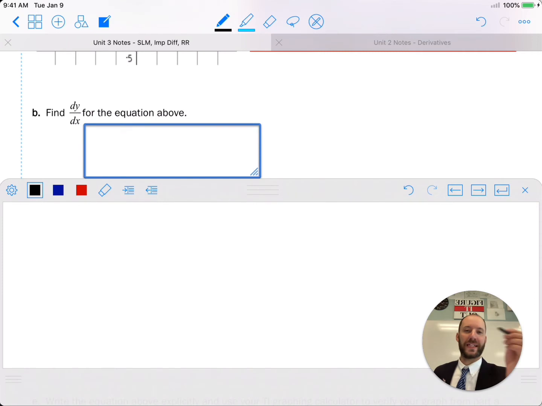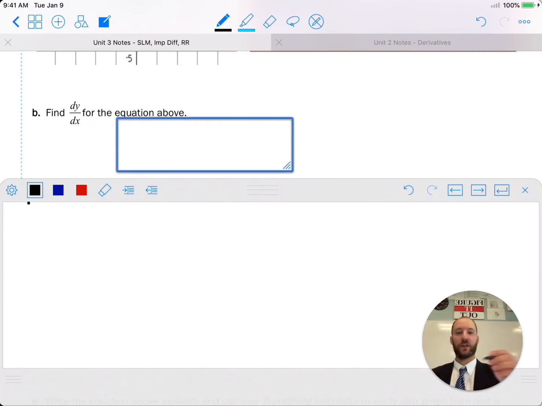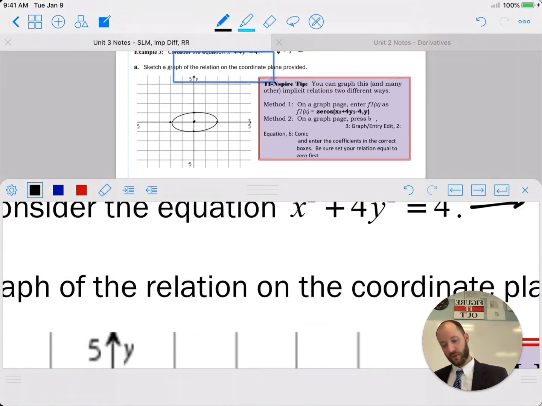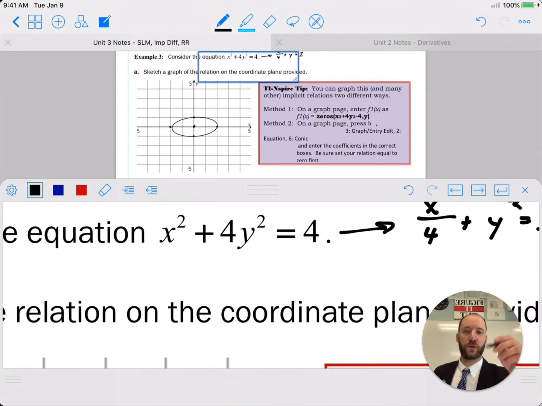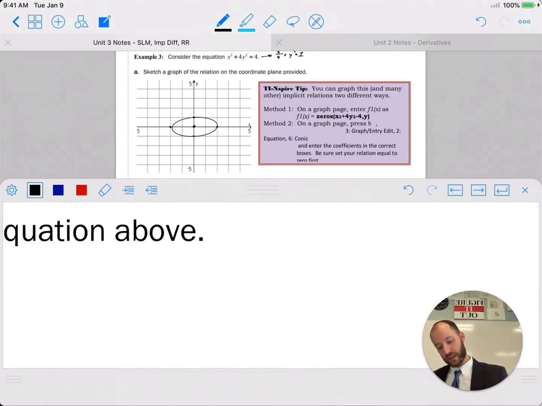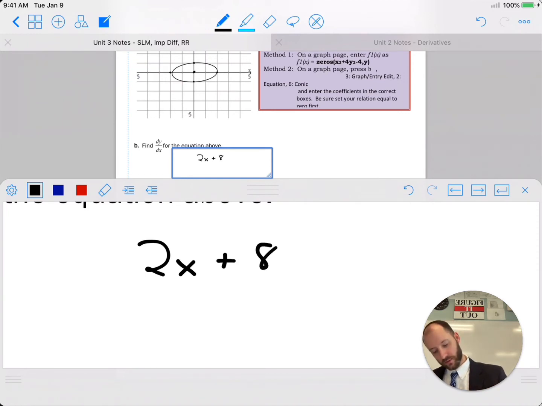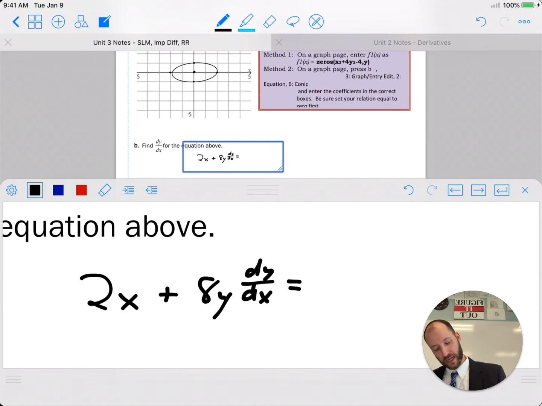Part B, find dy dx for the above equation. So I'll go back to the original equation, right here, x squared plus 4y squared equals 4. Take the derivative of that. x squared gets you 2x. 4y squared gets you 8y dy dx. And don't forget, derivative of the other side, 0, okay?